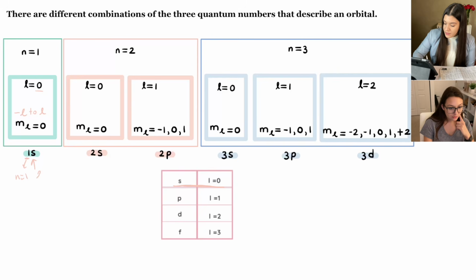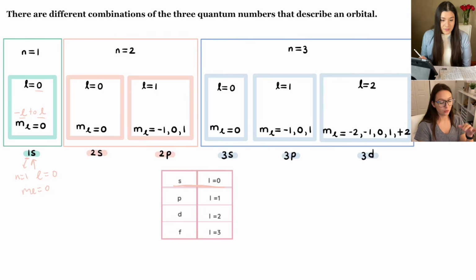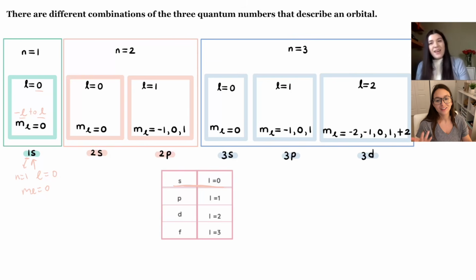So I know L is equal to 0. Oh, I see. And then from there, since I know M sub L is that negative L to positive L, then M sub L is just 0. Do you think I need to know which thing represents which one's the shape, which one's the spin, or whatever? Yes. Because they might say that.